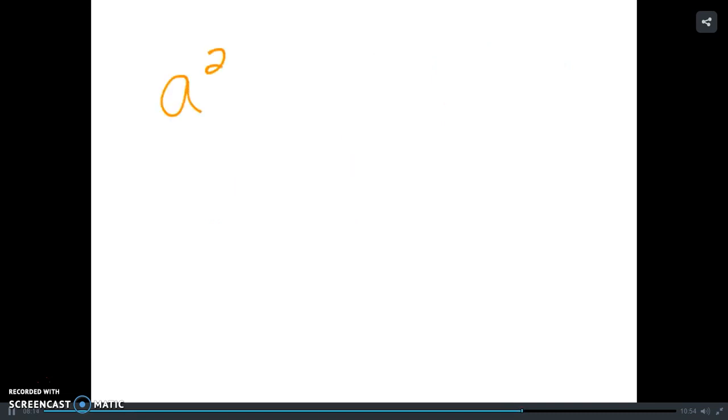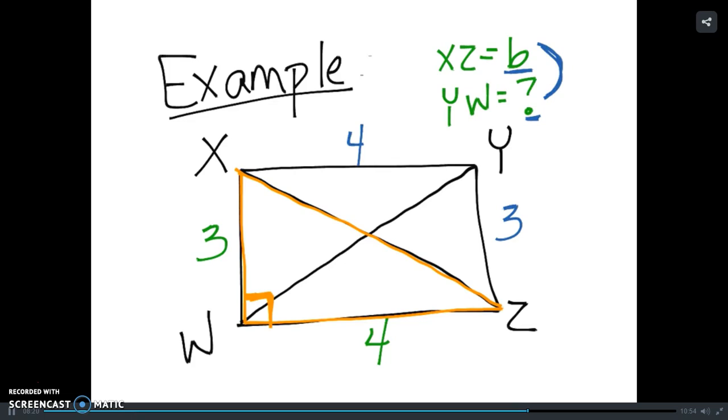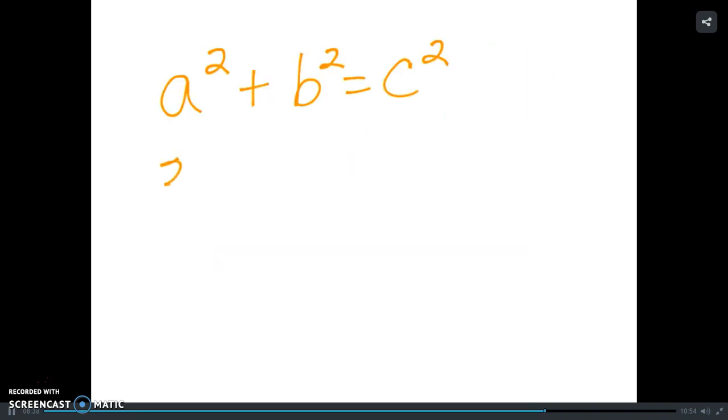And so remember, our Pythagorean theorem is a squared plus b squared equals c squared. If we look at our picture, this missing side that we're trying to find is going to be c, because it's the hypotenuse. It's across from the right angle as far as the triangle is concerned. And so it has to be c. The 3 and the 4, they can be a and b. It doesn't matter which one goes where. So we're going to have 3 squared and 4 squared equals c squared. And we're trying to solve for c.